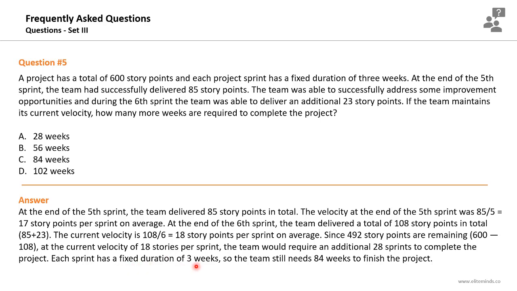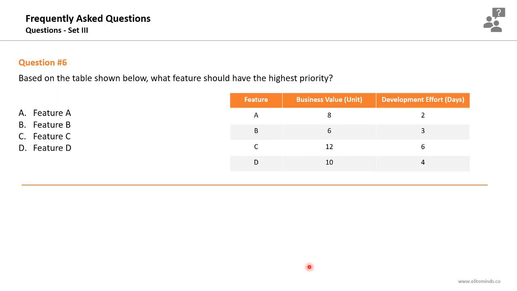Each sprint has a fixed duration of 3 weeks, so 3 weeks times 28, you will need 84 weeks to finish the remaining work on the project, maintaining the current velocity. So expect at least one question about the team velocity in the exam. Question number 6, which appears frequently in the PMP exam.